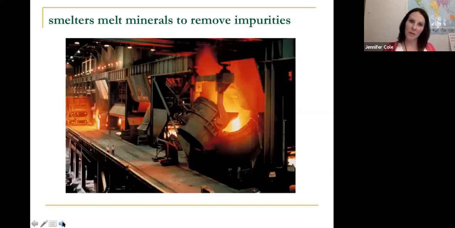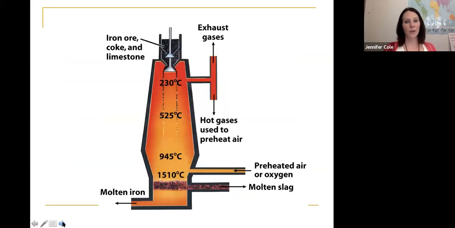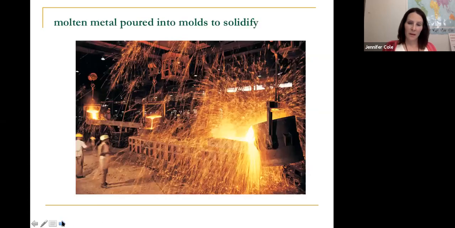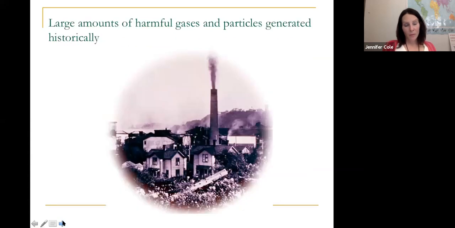Seeing a recurring theme here. Smelters: you melt the minerals to further remove impurities. This is a smelting furnace, and you can see that the energy that goes into creating this temperature is massive, and we'll see more about this later. The molten metals are then poured into molds to solidify, and associated with this processing, there's been a lot of harmful gases and particulates, suspended particles, gone into the atmosphere.